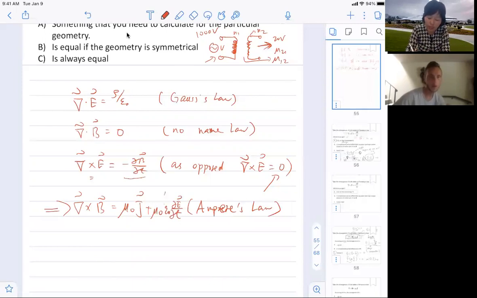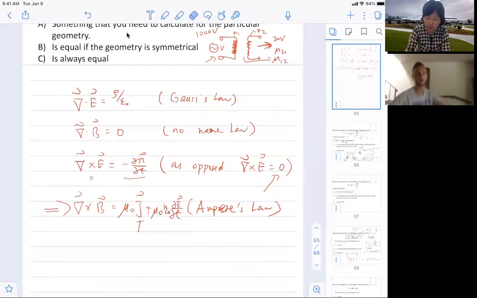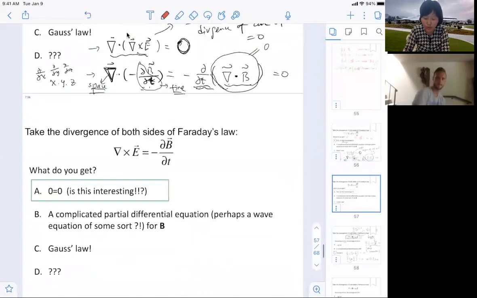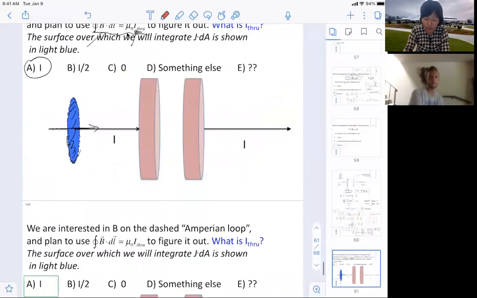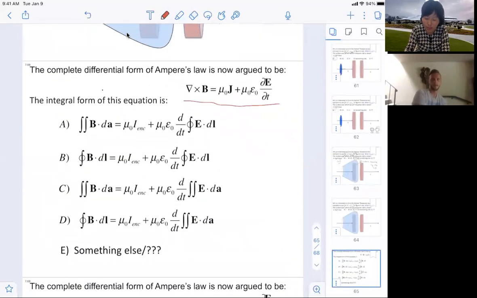Historically, he defined this to be called displacement current, because it felt weird. This is a current, but this is not a current. So we forced it to be called displacement current. But nowadays, we don't think that's necessary. It's really just another source. You can have a change in E that produces a B. So now you got it. You got your full set of Maxwell equations. The last one is this guy.